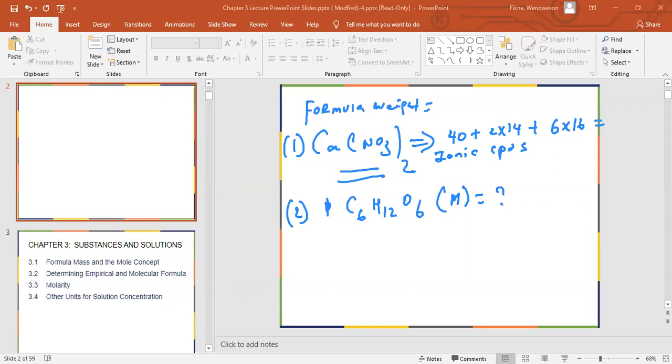So we have 6 times 12 for carbon, 12 times 1 for hydrogen, and 6 times 16 for oxygen. You add them up: 6 times 12 is 72, plus 12, and this one would be 96. So about 180. That's going to be the molecular weight. So we use formula weight or molecular weight depending on the type of formula that we use.